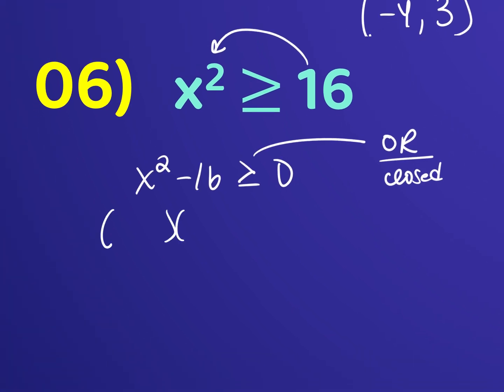Can we all factor this? What is it? Minus 4, plus 4. Good.